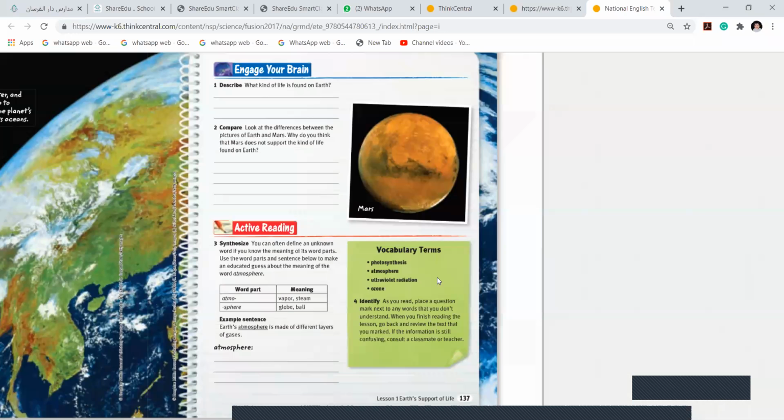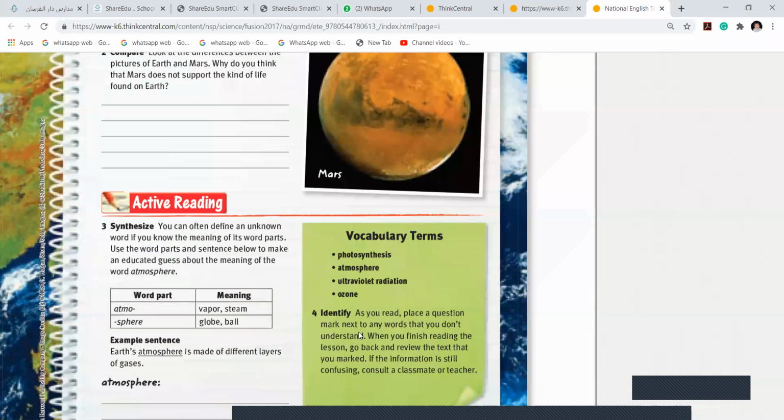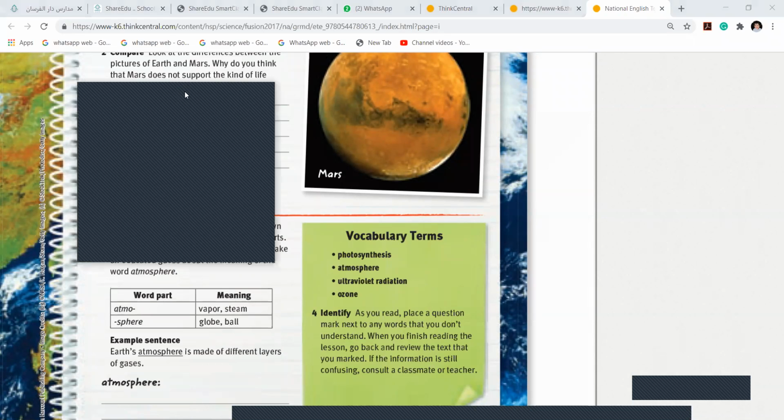Coming to vocabulary terms. Zishan, can you read the vocabulary terms? There's Zishan. These girls, they vanished. Yes, miss. Please read the vocabulary.